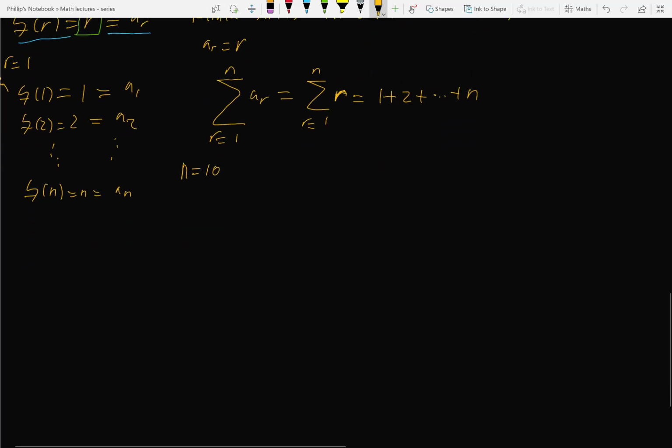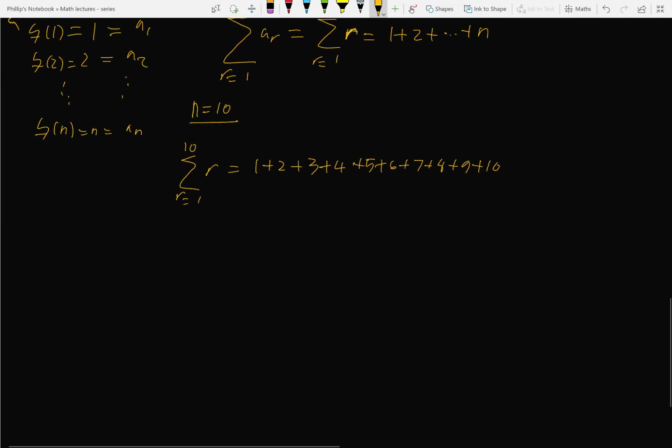So in this case, what do we have? Let's put n equal to 10. Then we've got the sum from r equals 1 to 10 of r, which is just equal to 1 plus 2 plus 3 plus 4 plus 5 plus 6 plus 7 plus 8 plus 9 plus 10. Correct? So what we do here is we solve this by just adding it up. There's a quick method to solve this one actually.